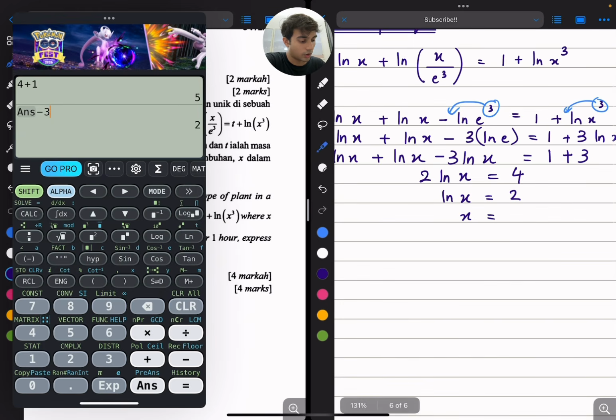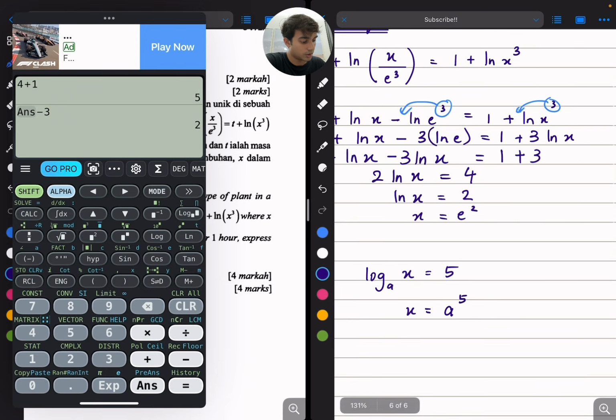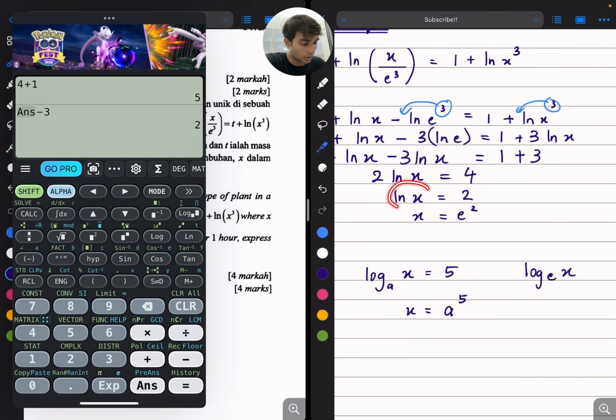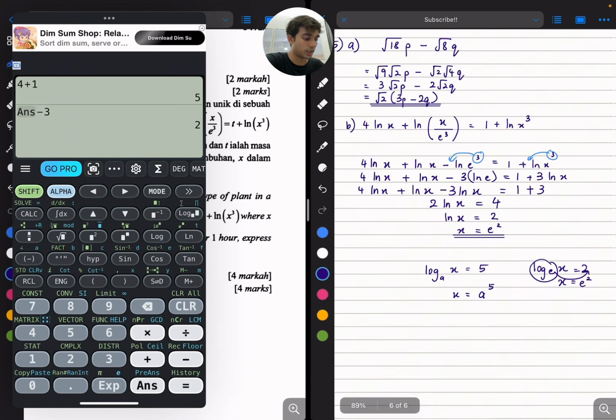x will be, okay, ln, you move here, will become e to the power of 2. Because, let's say we have log a x equals to 5. Log a, you move here, will become a power 5. So ln is basically log base e. So log e x equals to 2. So x will become e, you move here, will become e square. So this is the answer now. x is e square.